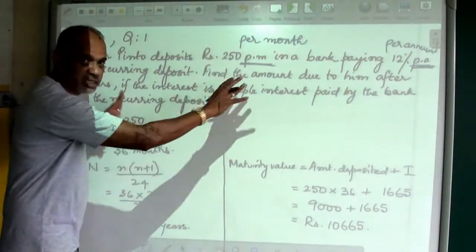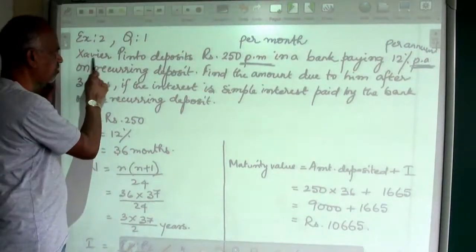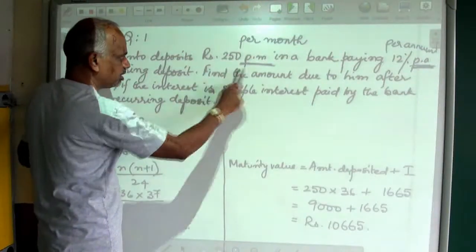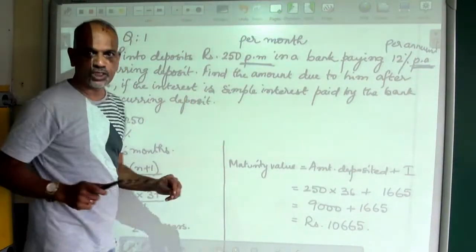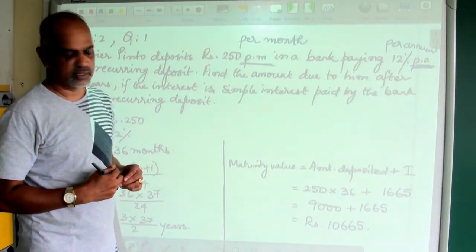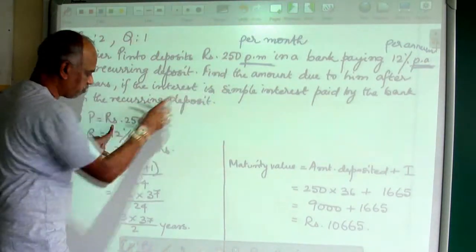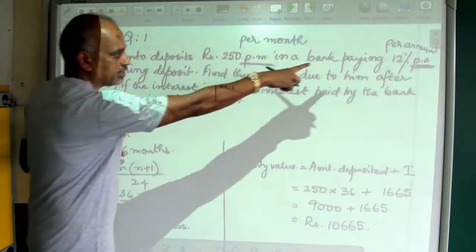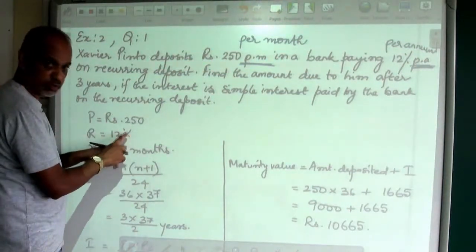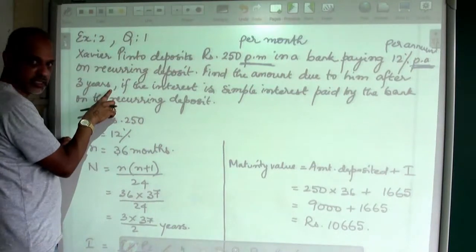So read this question carefully and write down whatever is known. Here it says Xavier Pinto deposits rupees 250 per month. So this is per month installment, monthly installment, which is also called the principal. So I've taken principal P is rupees 250. Second thing that you know is rate. Rate is 12% per annum. And time given here is 3 years.